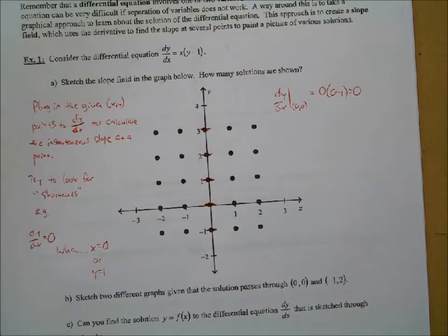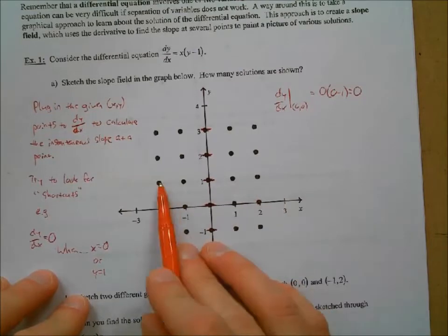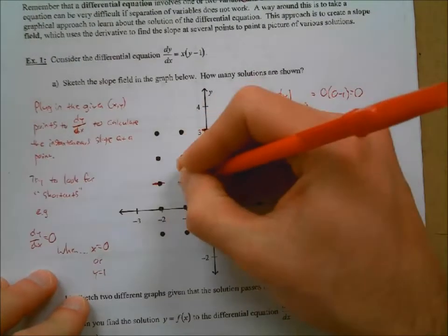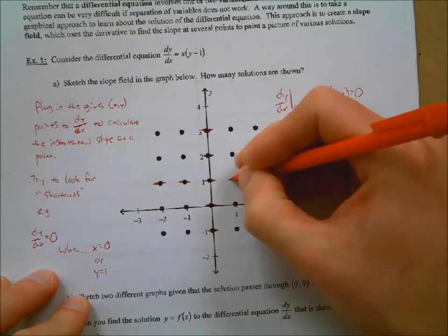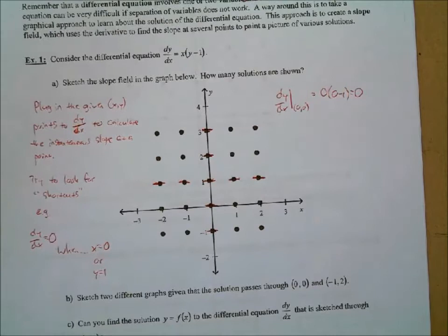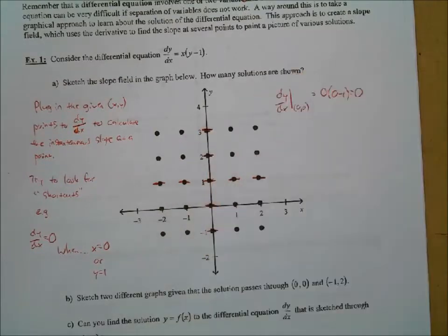Also at y equals 1. So y equals 1, that's this horizontal line, right? All these points have a y-coordinate of 1, and so all these will have 0 as their slopes. So again, miniature slopes at those points, all with a slope of 0. So that still leaves us with 4, 8, 12, 16 slopes to find out.